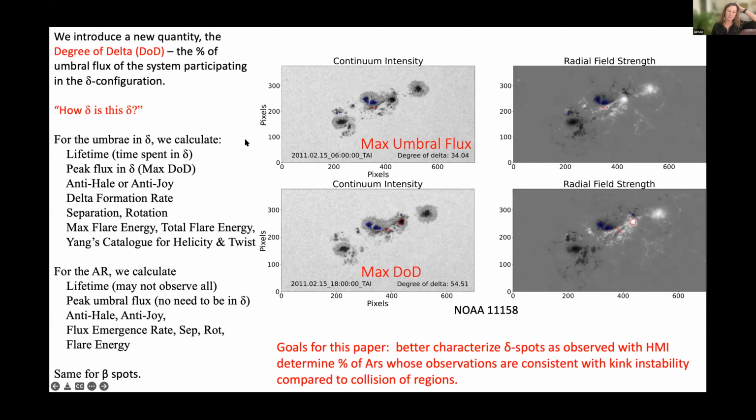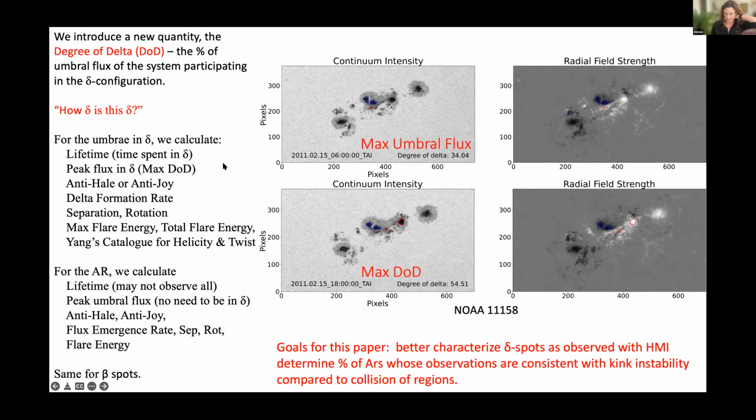One of the reasons we came up with this is because sunspots, or active regions, are categorized as delta regions in observations, and that's it. They're either a delta or they're not. And it doesn't really address how delta this delta spot is. So this is one way we decided to quantify it.